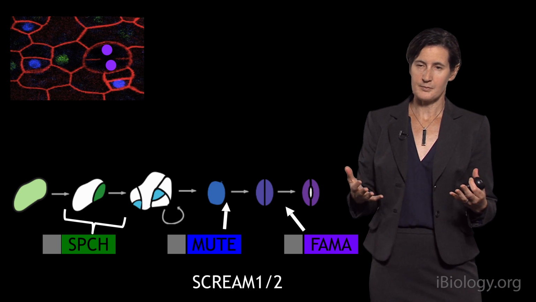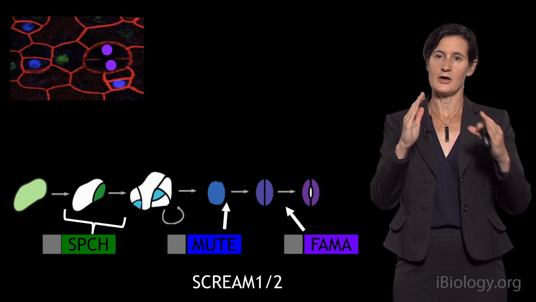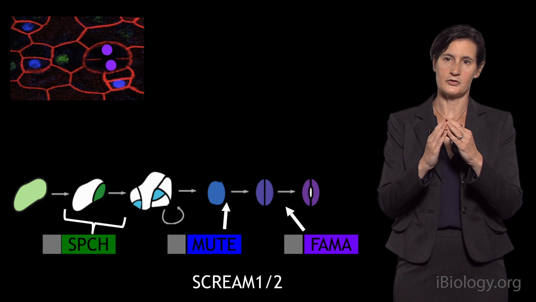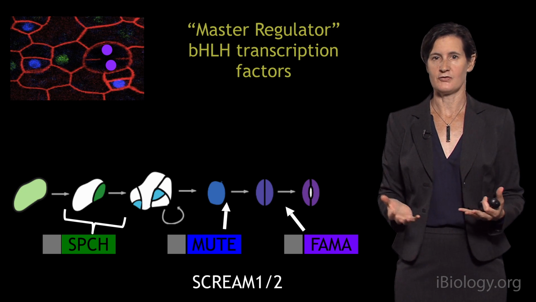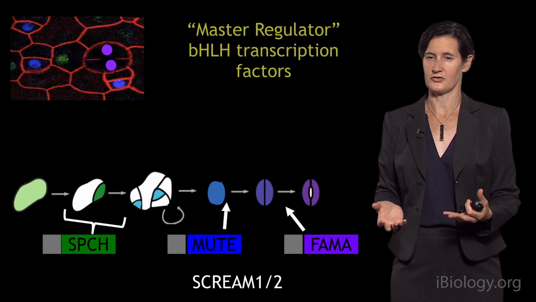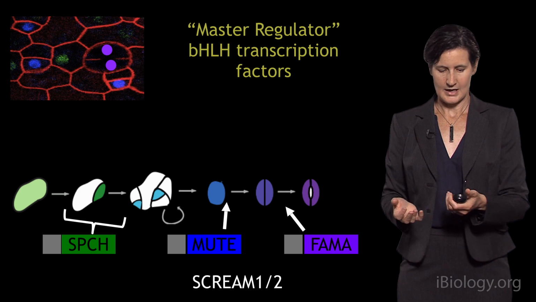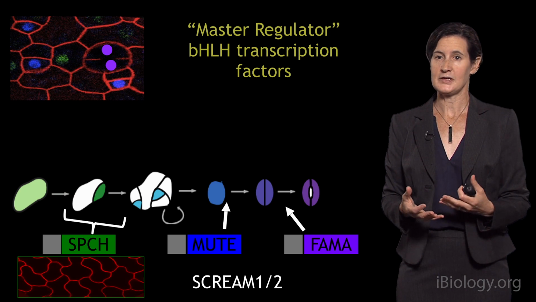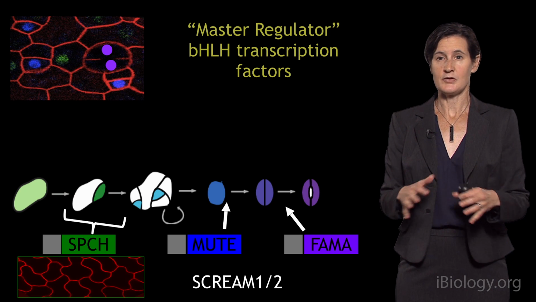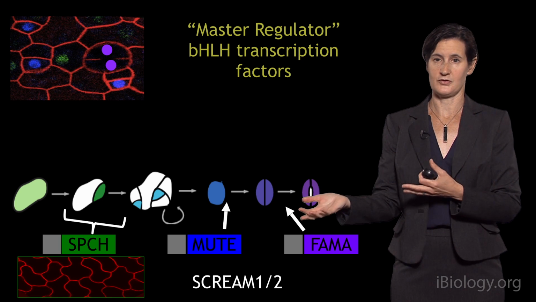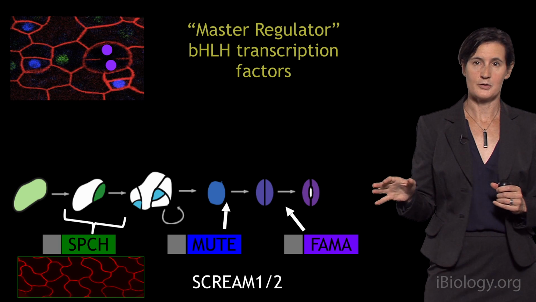Now, these can bind to DNA and activate genes or repress them only as partners. So they can't do this on their own. They all share the same partners, 2 partners called SCREAM1 and SCREAM2. And together, these are called master regulator bHLH type transcription factors. And they're called master regulators because they have a very, very big effect on development. So for example, without speechless, the very beginning part of the pathway, you get no asymmetric divisions whatsoever. If you make no asymmetric divisions, you can't make any of the stomata. So you're dead, speechless. It's a very sad little plant. But that's a very powerful regulator.